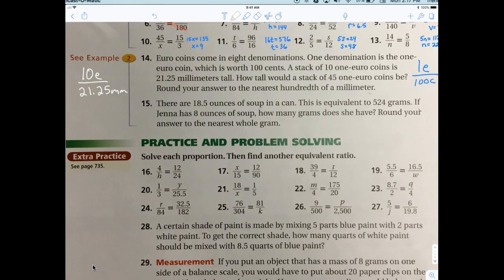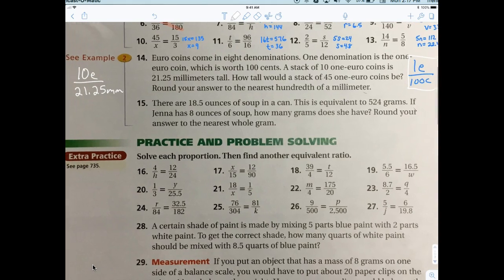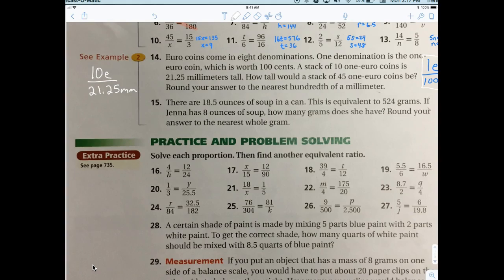How tall would a stack of 45? Well, did this really make any sense right here? Did I use that at all? It's kind of a distraction. Is everybody with me? So where would 45 euro coins go, on the top or bottom? On the top. So you would say 45, and then I would put a what on the bottom? A number. X or A or B, whatever letter you want to choose. Most people use the letter in their own name.